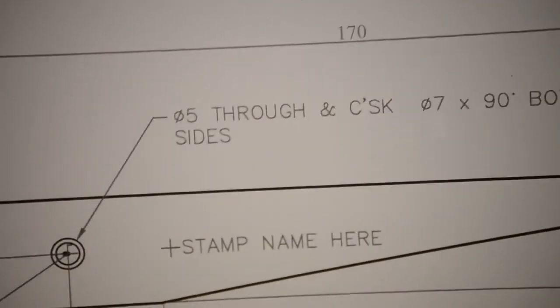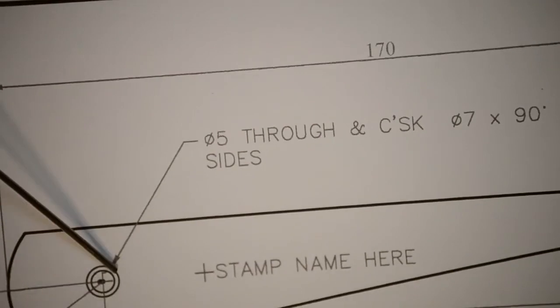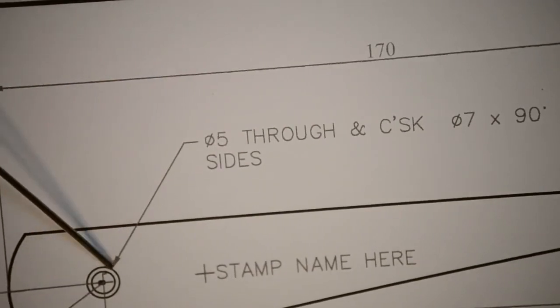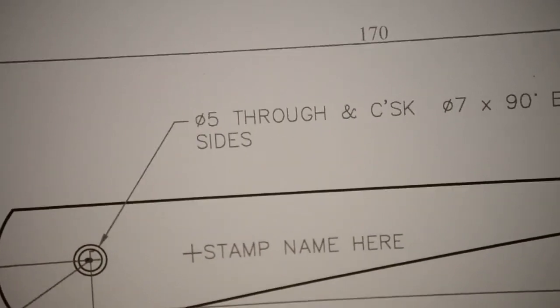So that single line of information that we have running across there on what is called a leader, this line coming up here with the arrow, points to where the information is relevant. That single line of information tells us everything we need to know to drill and countersink that hole in that component. It's a really critical part of the whole standardization of drawing.